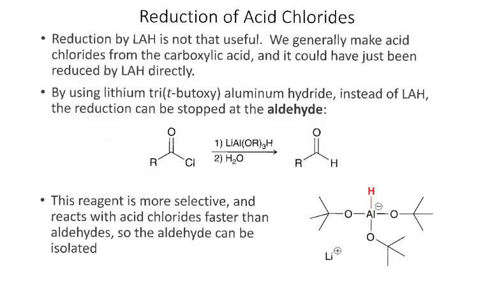Now, in practical terms, reduction of acid chlorides by lithium aluminum hydride is not that useful. Acid chlorides generally don't exist in natural compounds, so we have to make the acid chloride from a carboxylic acid. And if our goal was to get a primary alcohol, we could have just reacted the carboxylic acid with lithium aluminum hydride and skipped the step of converting it into an acid chloride.